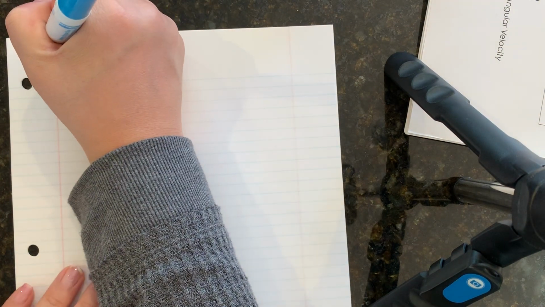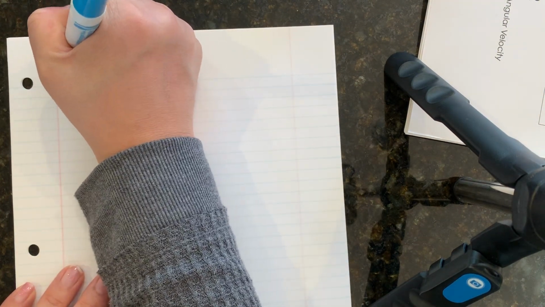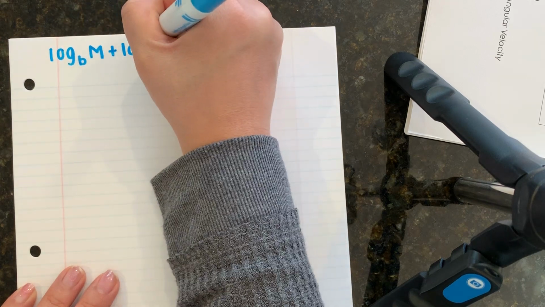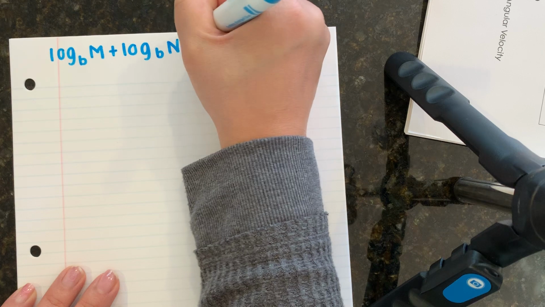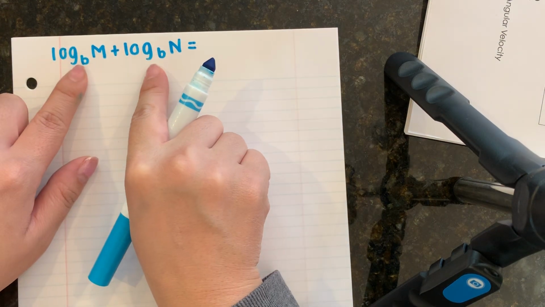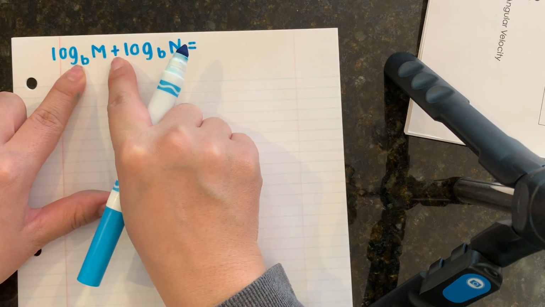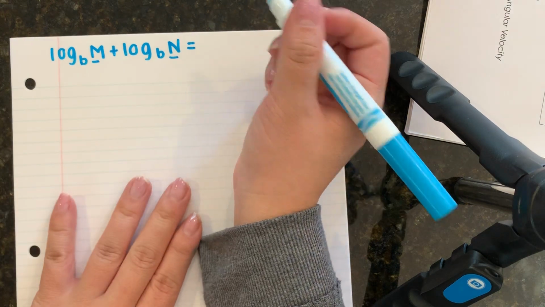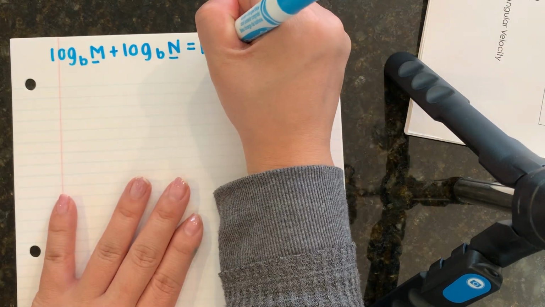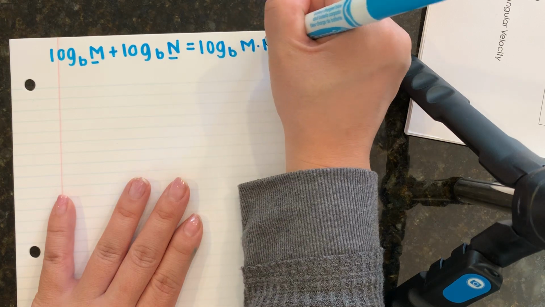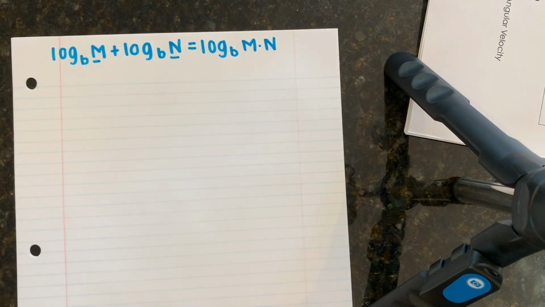So the first law of logarithms that we're going to look at is log base b of m plus log base b of n is equal to, so in order to combine these two logs, if you see a plus sign between them, you're going to take the two variables and you're going to multiply them by each other. So this would give us log base b of m times n.